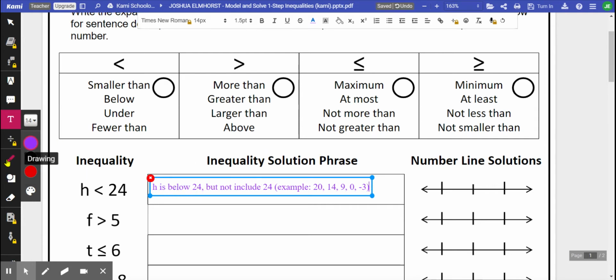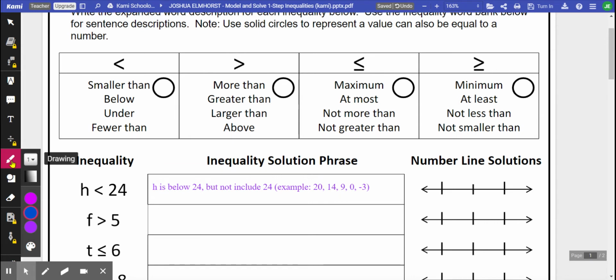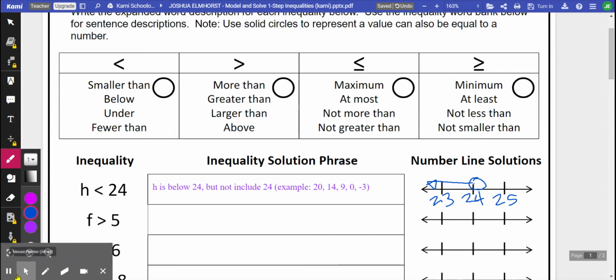But whatever the solution is, H is any number that is below 24. And then if we take a look at the number line, H is less than 24. So we put in 24, just do a quick number line, 23 and 25. And then we put a circle here, and then any number that is less than, so going to the left, and then it is not going to be shaded. All right, that's all we're doing for that part.